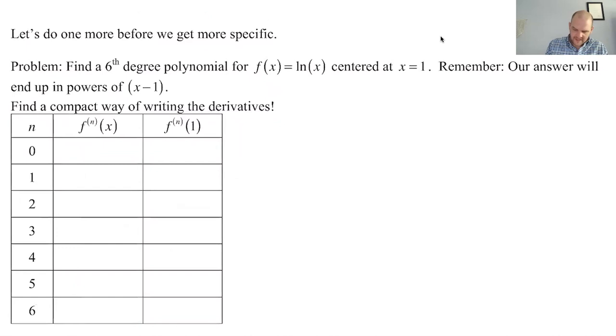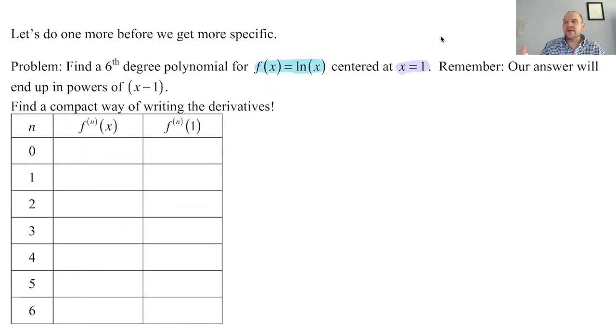So our function is natural log of x. That's the function that we're dealing with. We can't center this at 0 because the natural log of 0 doesn't exist. The derivative of natural log is 1 over x. At 0, that doesn't exist. So we can't center it at 0. Instead, we're going to center it at x equals 1.